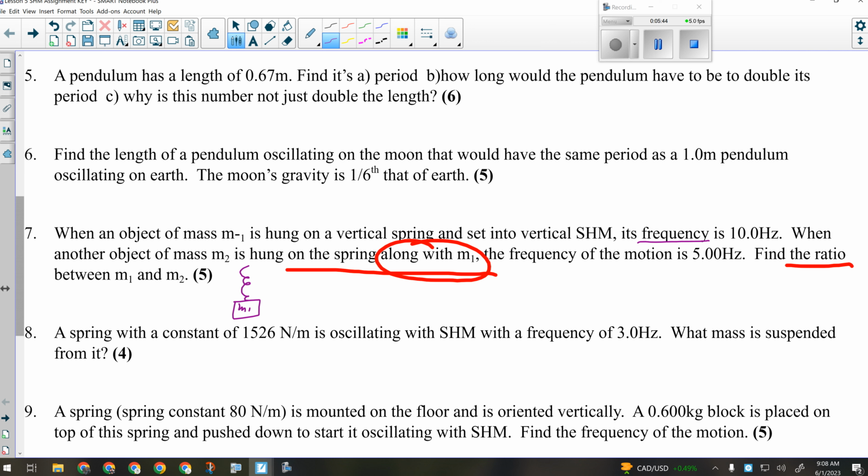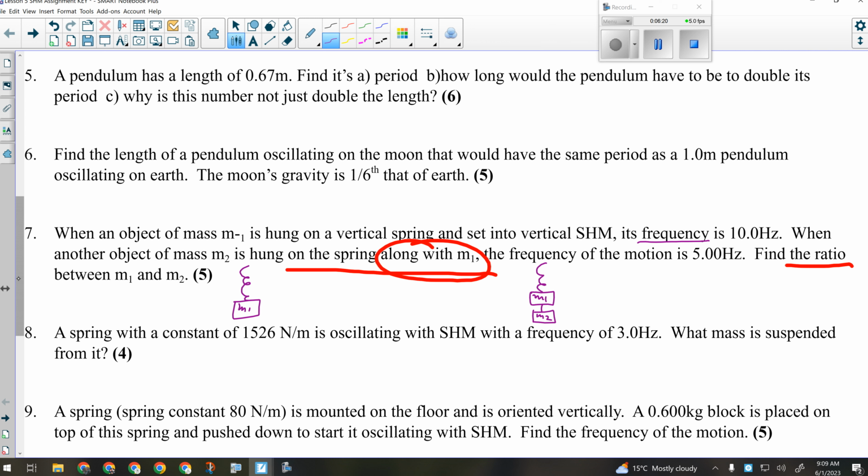In the second situation, it says when another object of mass 2 is hung on the spring along with M1. So the second situation is the same spring, but now M1 and a second mass are both on the spring. The frequency of the motion is 5 hertz. Find the ratio between M1 and M2. In other words, how much bigger is M1 than M2?